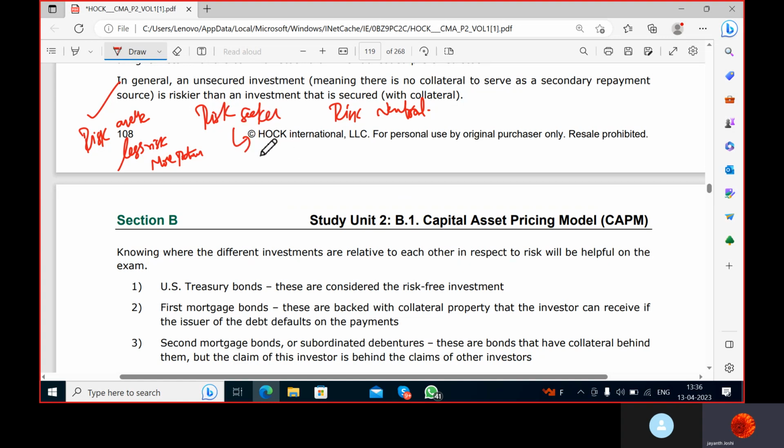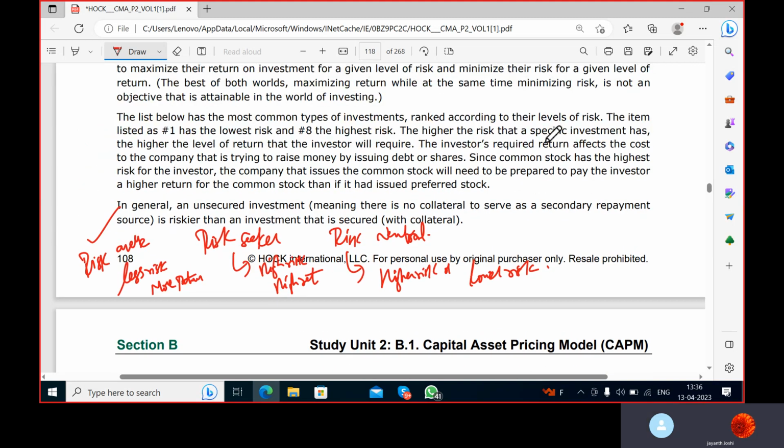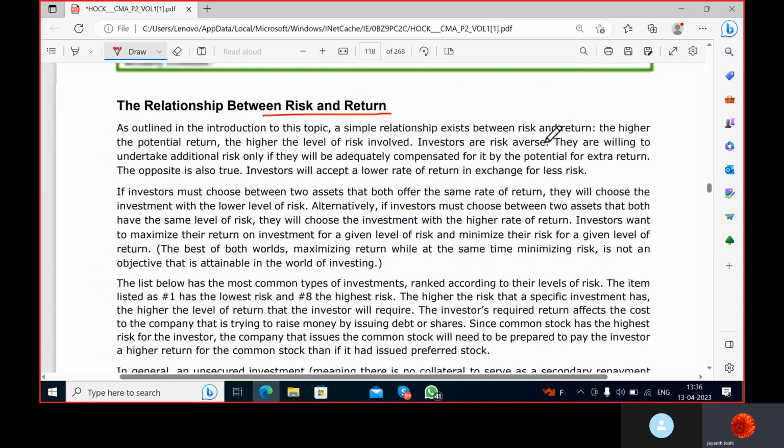Risk seeker is the one who takes high risk and expects high returns because they are taking higher risk. Risk neutral is someone who is okay with high risk or low risk. They are indifferent to either higher risk or lower risk. It doesn't matter for them, they are okay with any kind of risk and any kind of returns.